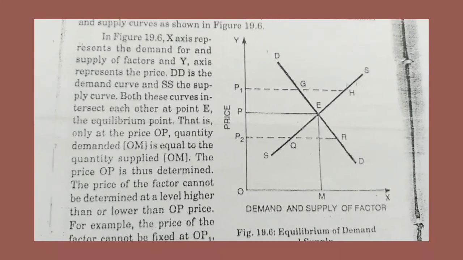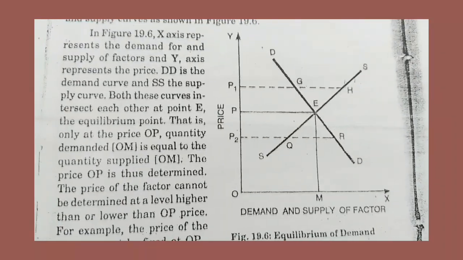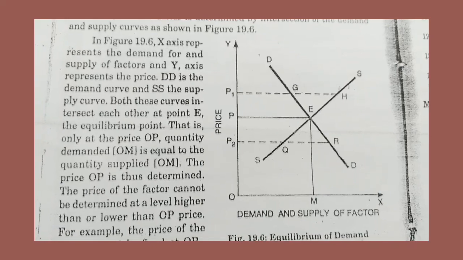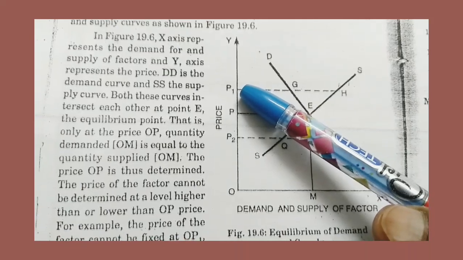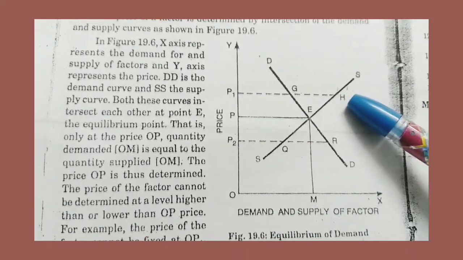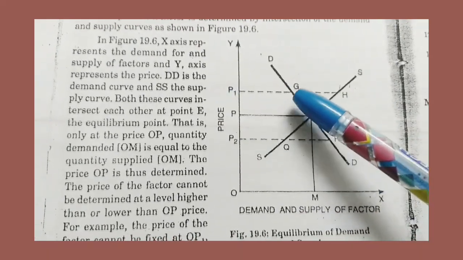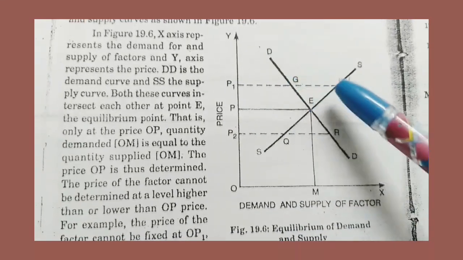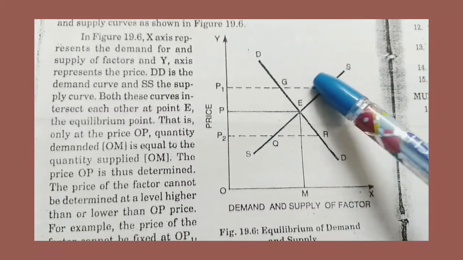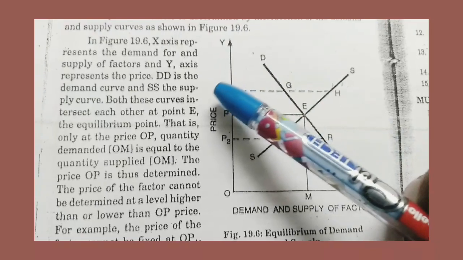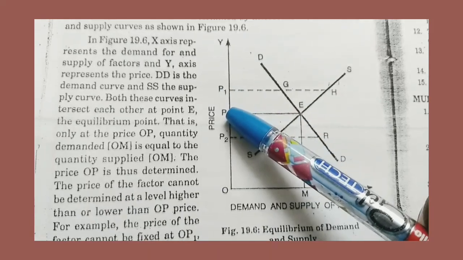The price of the factor cannot be determined at a price higher or lower than OP. For example, the price of the factor cannot be fixed at OP1. The quantity supplied, P1H, of the factor is greater than the quantity demanded, P1G. Actually, the quantity demanded is P1G, but the quantity supplied of the factor is P1H. This is called excess supply. So with this excess supply, the entrepreneur will reduce the price of the factor from P1 to P.